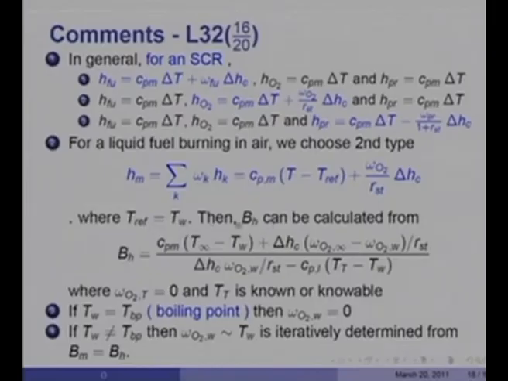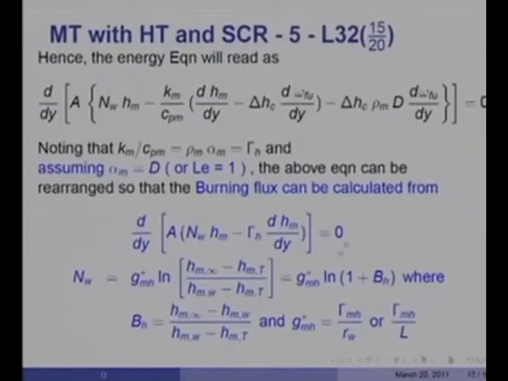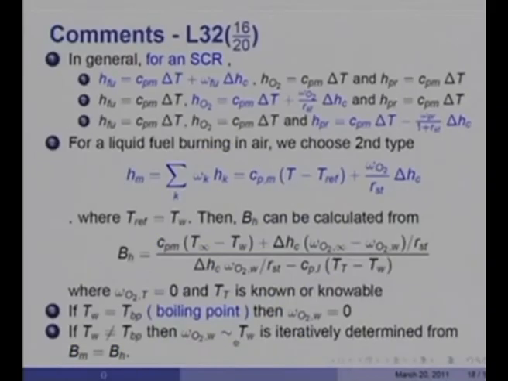if I take T ref equal to TW, then BH, which was HM infinity minus HMW over HMW minus HMT, would transform to CPM into T infinity minus TW del HC, omega O2 infinity minus omega O2 W divided by RST del HC into omega O2 W by RST minus CPL TT minus TW, where of course omega O2 T is 0 because oxygen does not exist in the fuel, and TT is known or knowable somehow.